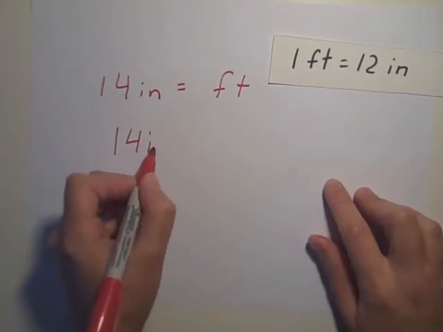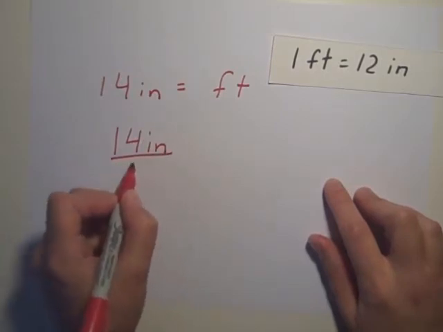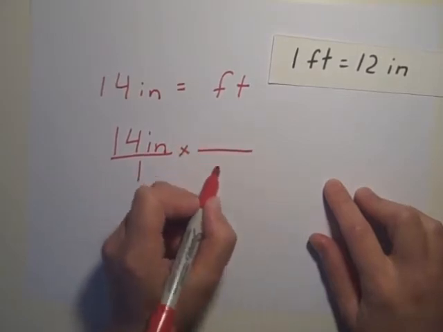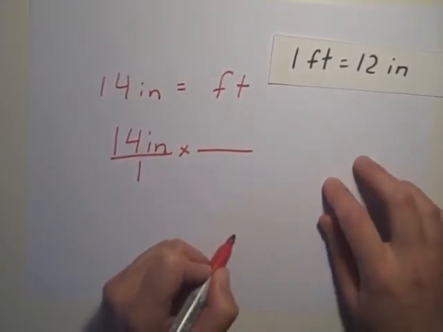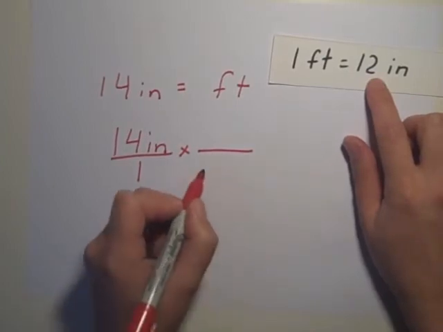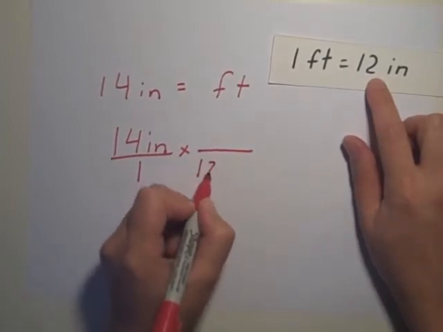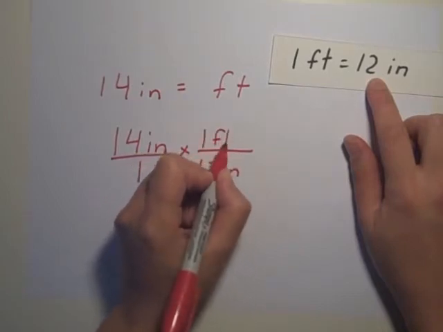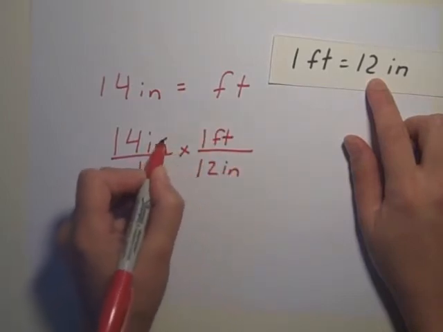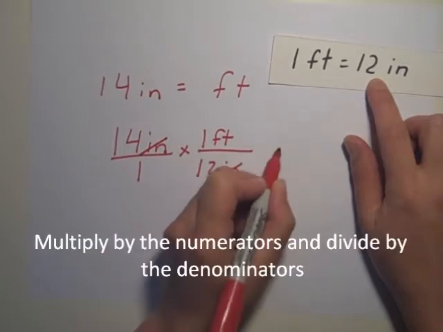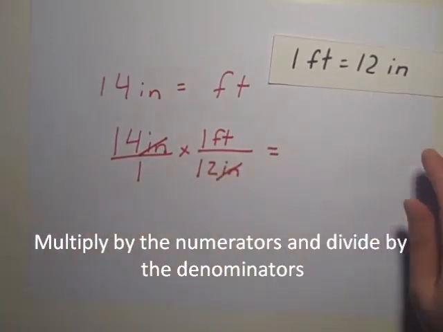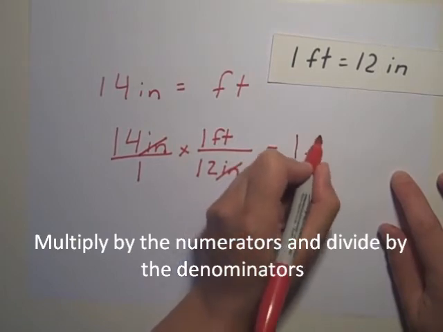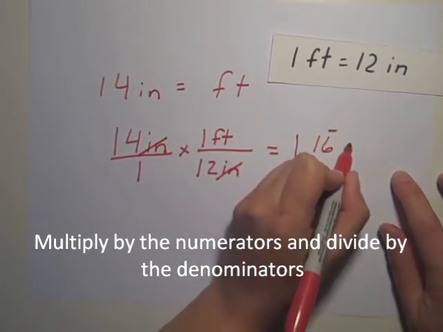14 inches over 1, because it's a whole number, times another fraction. The way you want to have the fraction set up is so that the inches will cancel. So we put 12 in the denominator and 1 foot in the numerator. Our labels cancel, and then we get that 14 inches equals 1.16 repeating feet.